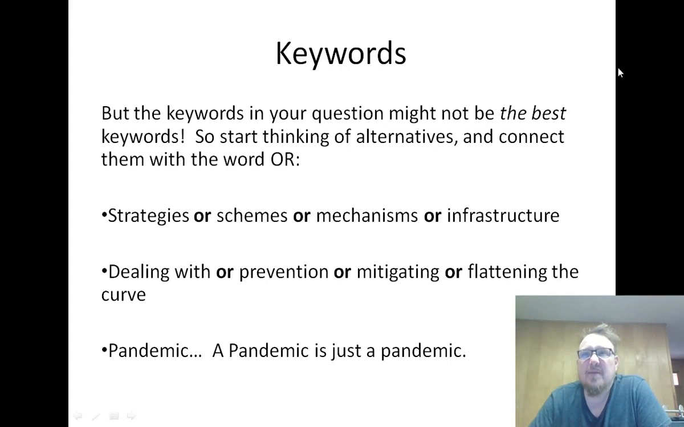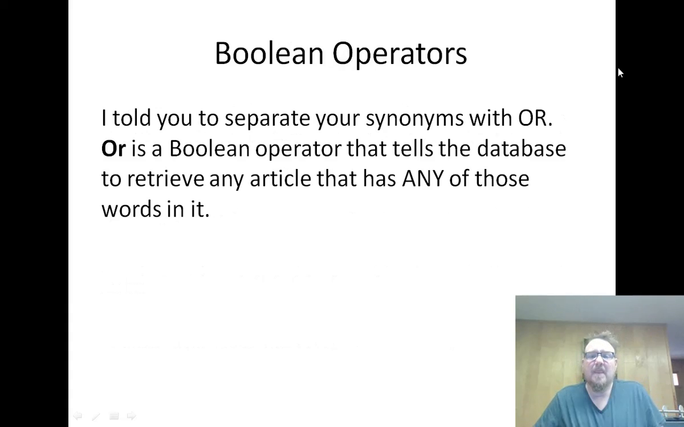So instead of dealing with, I'm going to try to be a little more formal. I'm going to say prevention or mitigating or mitigation or flattening the curve, which is a phrase you might have heard on the news lately, right? And then my third keyword is pandemic. And we don't need to come up with a related synonym for that because a pandemic is a pretty specific thing. It's just a pandemic. It is what it is, right? So no need to go crazy with all of your keywords.